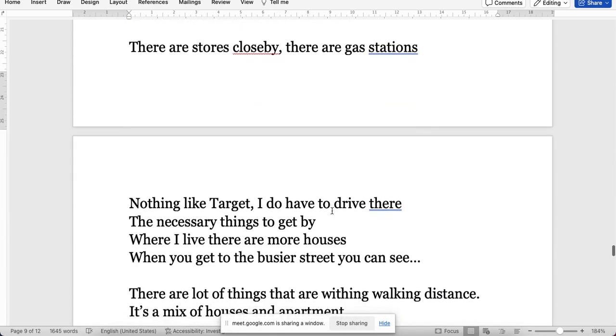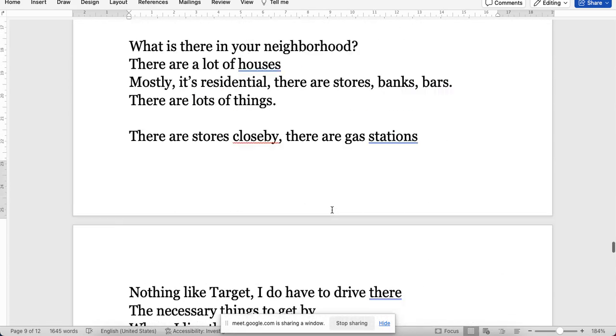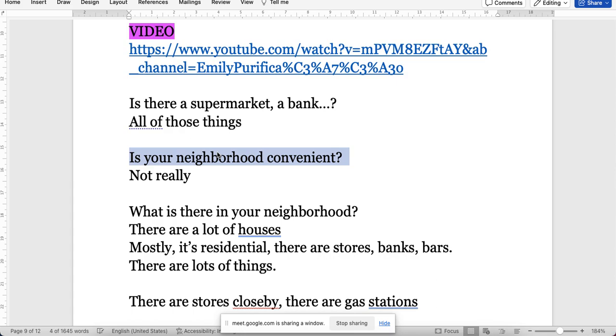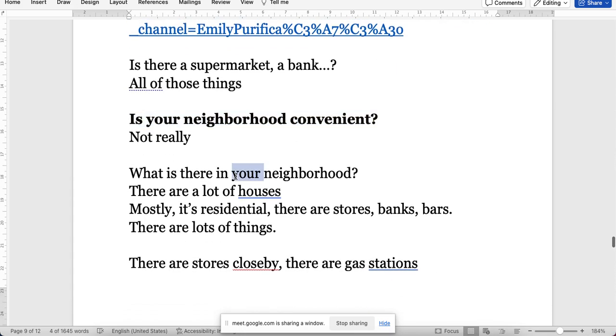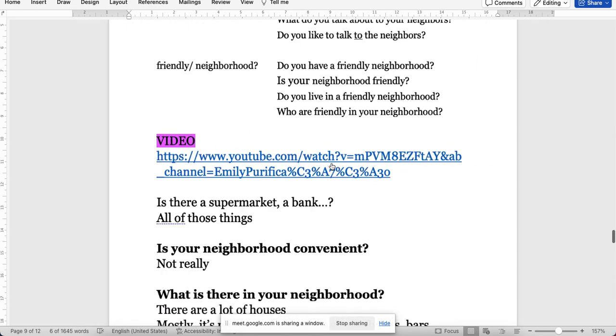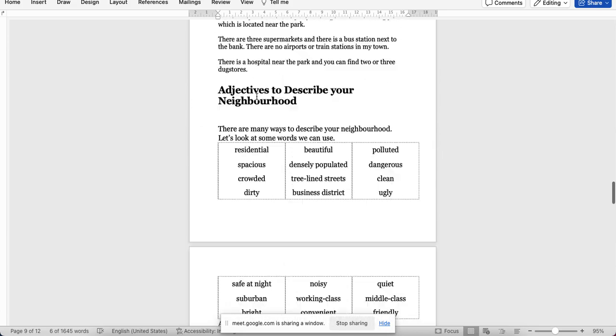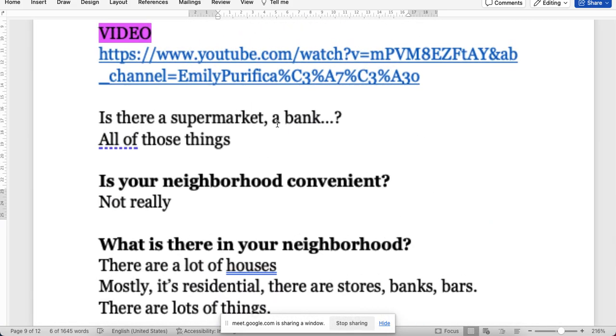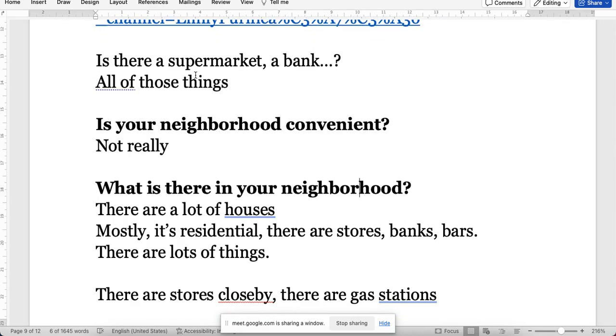Aquí tenemos algunas expresiones que yo incluí. Las dos preguntas principales son: Is your neighborhood convenient? Esta fue una de las preguntas principales. Y la otra es: What is there in your neighborhood? ¿Qué hay en tu barrio? Bueno, revisemos primero estas expresiones que vimos para cerrar la parte del video. Entonces, is there a supermarket, a bank?